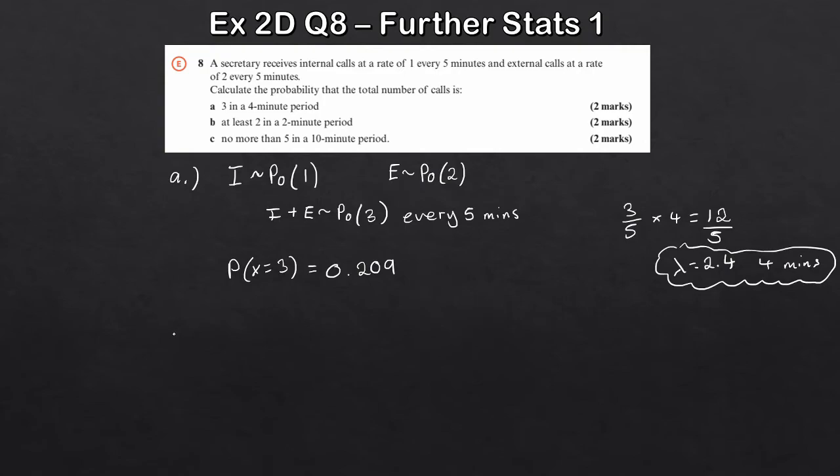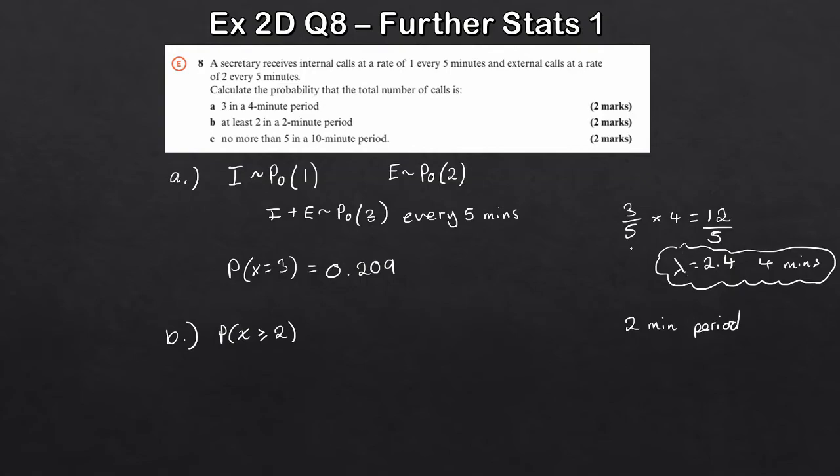So part B, we're looking for the probability that there are at least 2 calls in a 2-minute period. So at least 2, so be careful which way you get your inequality here. That's the probability that X, if it's at least 2, we need greater than or equal to 2 in a 2-minute period. So for a 2-minute period, we need to adjust our lambda value.